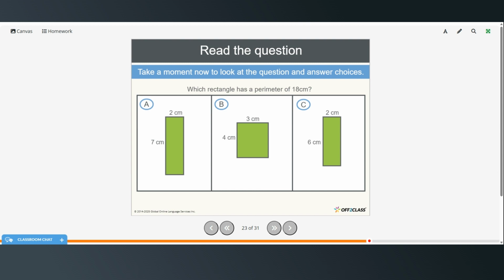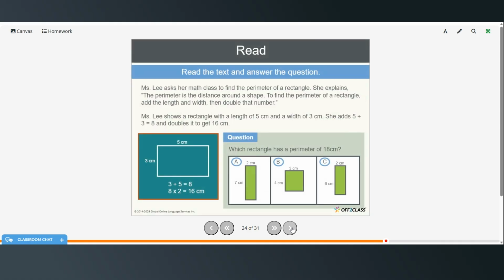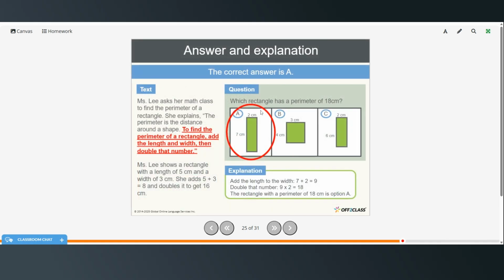You can pause the video while you think about that, answer the question, and then restart the video when you're ready to see the answer. Okay, you can read the text and answer the question. And the correct answer is A, the rectangle with a perimeter of 18 centimeters. And here's the explanation of how we arrived at that answer. And here in the reading, it tells you how to find the perimeter.